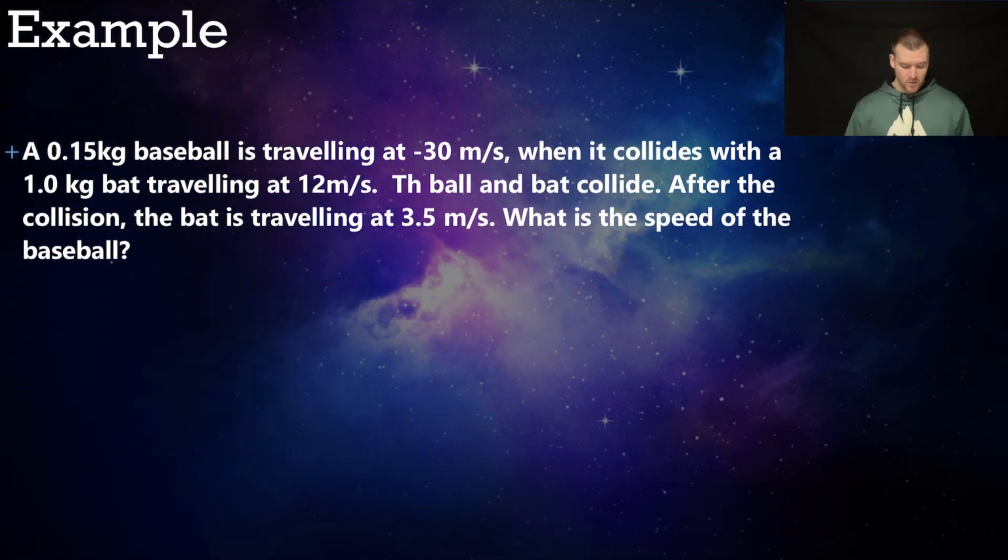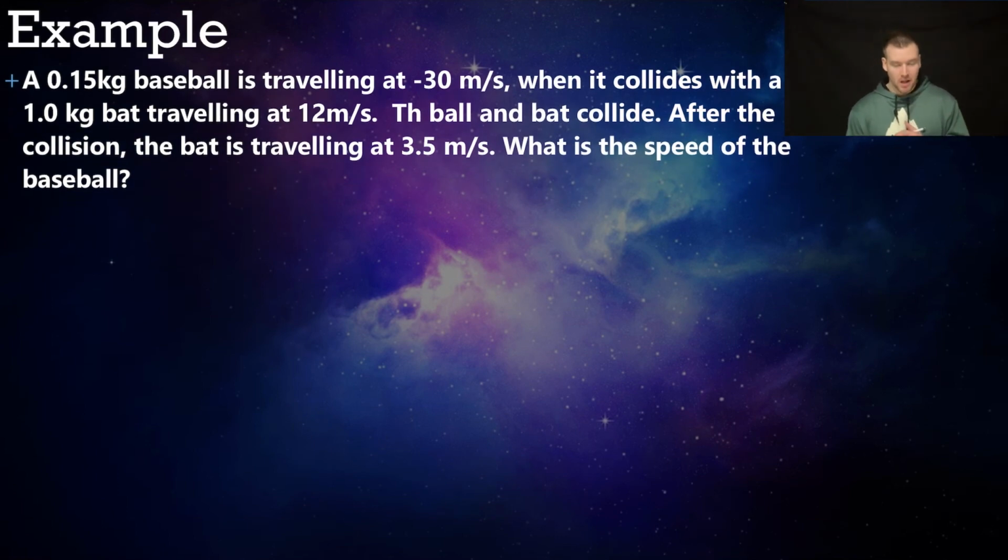Let's take a look at one more example. This one's going to involve a baseball and a baseball bat. It says a 0.15 kilogram baseball is traveling at negative 30 meters per second. Good to note that it's negative. When it collides with a 1 kilogram bat traveling at 12 meters per second, the ball and the bat collide. After the collision, the bat is traveling at a much slower speed of 3.5 meters per second. Again, positive. What is the speed of the baseball?